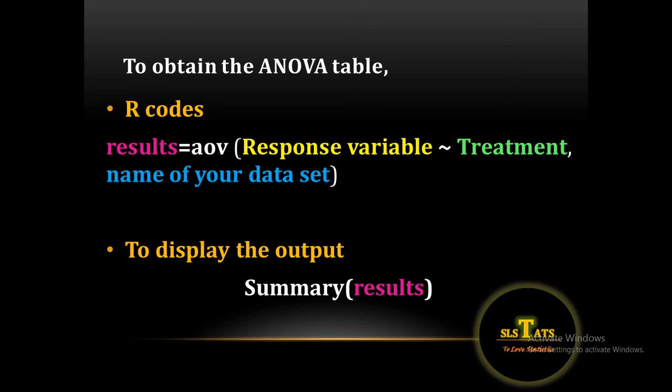Okay, now we can obtain the ANOVA table. For that, you should type this R code. Here, you can give any name: results, output, whatever. Then I have typed here results, then equal, and then the function for ANOVA is aov, open parenthesis. Then type the response variable as it is in the dataset and type tilde. Then give the name of your treatment variable after it was converted into a factor. Then comma, give the name of your dataset. To display the output, you want to type summary and within brackets give this name.